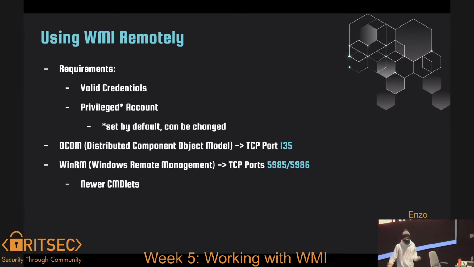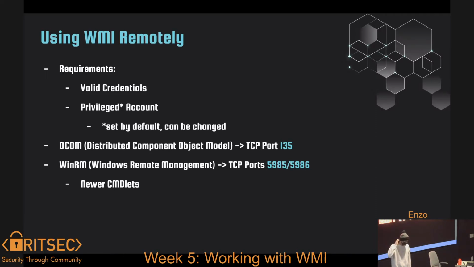So everyone wants to know, how do I use WMI remotely to mess up my blue team's boxes? What you need is valid credentials, of course, every Windows thing. It's always valid credentials. Second, you need a privileged account. However, this is only set by default, and you can change it to let an unprivileged user use it. There are two main ways of using WMI remotely: DCOM, the Distributed Component Object Model, over TCP port 135, and WinRM, which is probably what everyone knows, over TCP ports 5985 and 5986.